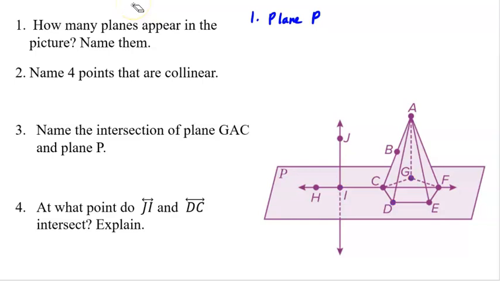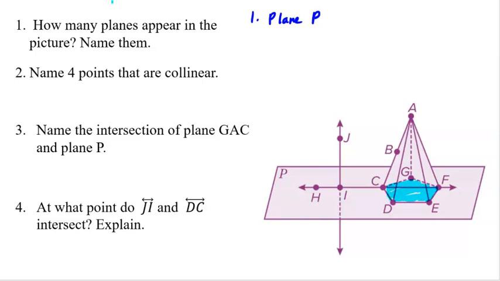as long as they're not all in a row. So I wouldn't be able to call it something like HIC or ICF because those points are all in a row. Now, when you're thinking about how many of these planes there are, we've got this flat surface, which is P, and then we also have the base of our pyramid here, our pentagonal pyramid.